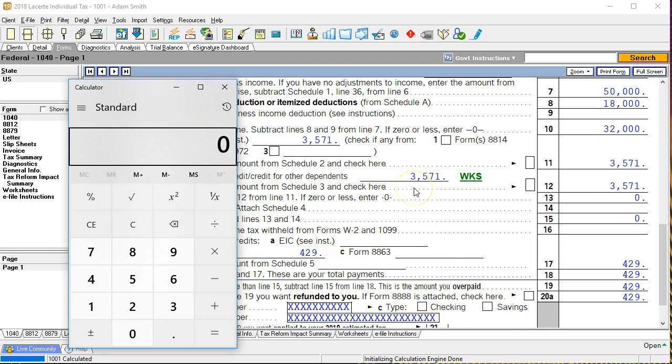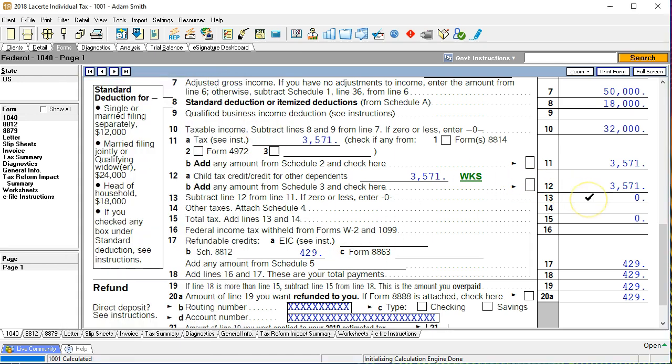So notice that the credit is 3,571 plus the 429, or the 4,000. And so now, even though no tax is owed after the credit, they're getting money back. So that means that one person would actually not pay any taxes and get money back. Not owing any tax, but get money.